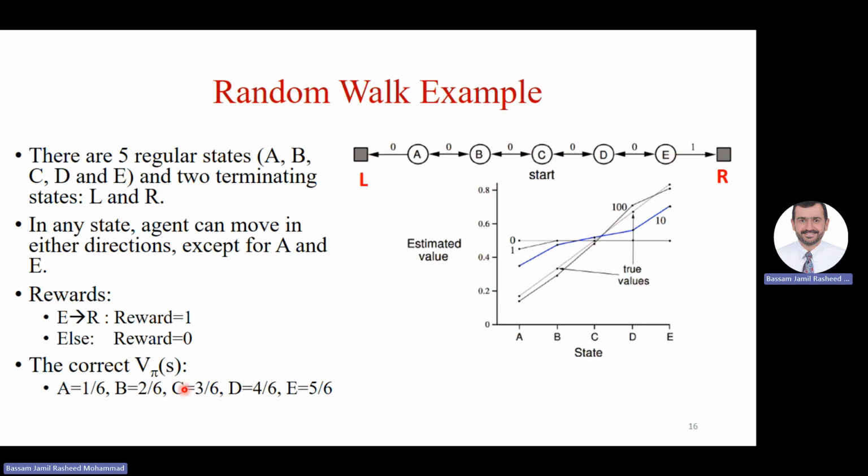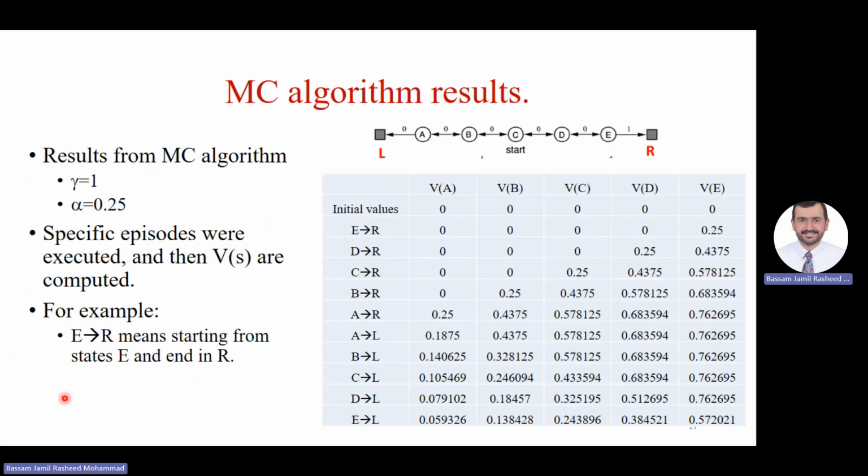And of course, we're not going to run an algorithm for that. We want to try to run simulations. You can see that when we run 10 simulations, 100 simulations, the values are approaching the ideal or the correct values. In fact, when we run this algorithm using Monte Carlo with discount of 1 and learning rate of 0.5, you can see how these state values are changing. They are approaching 1 over 6 for A, 2 over 6 for B, 3 over 6, 4 over 6, and 5 over 6 for E.